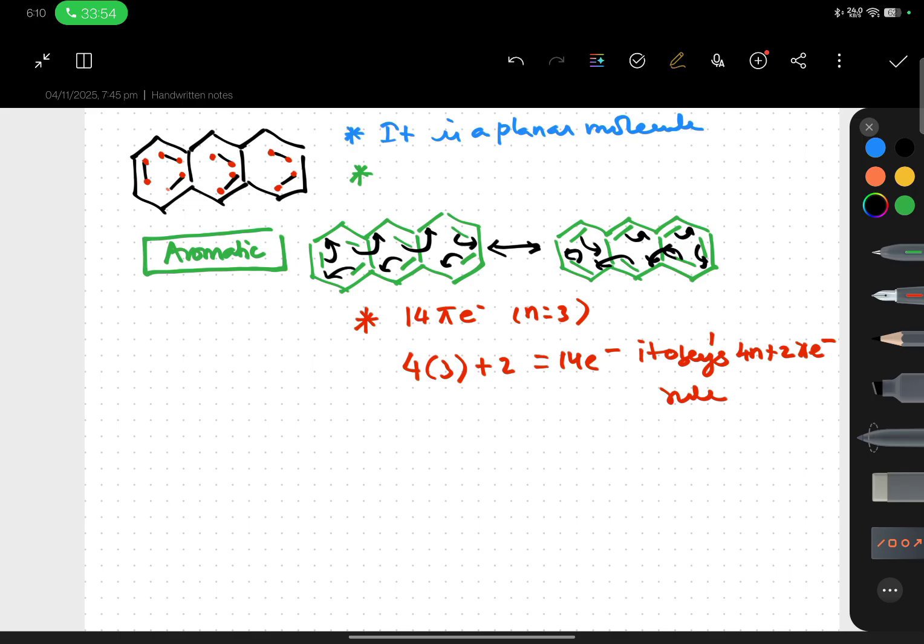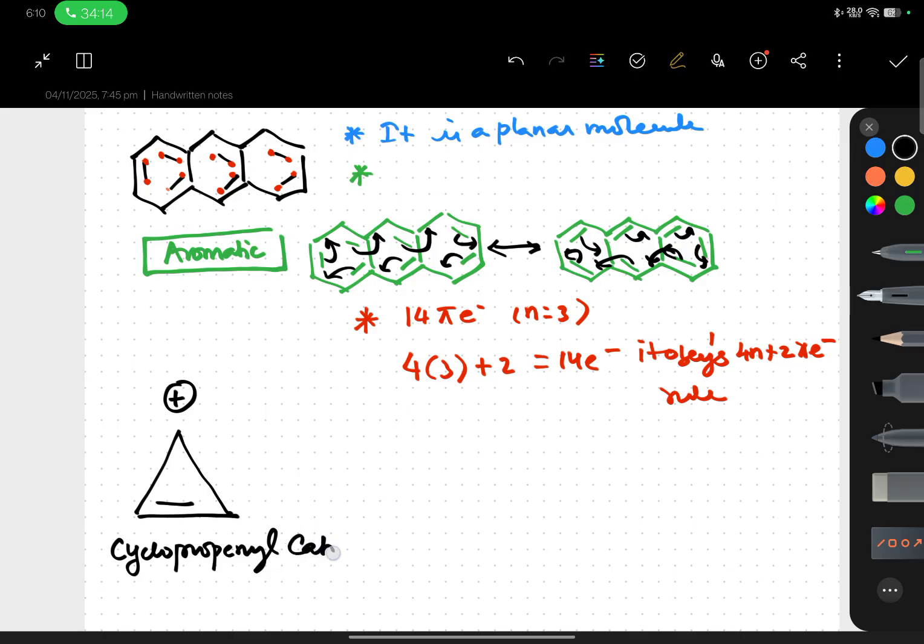Give me an example where it doesn't look like benzene, but still it is aromatic. One such example given in your book is this, called a cyclopropenyl cation. First point, all the carbons are sp2. Carbocation is also sp2, double bond is also sp2. So it is a planar molecule because all the carbons are sp2.